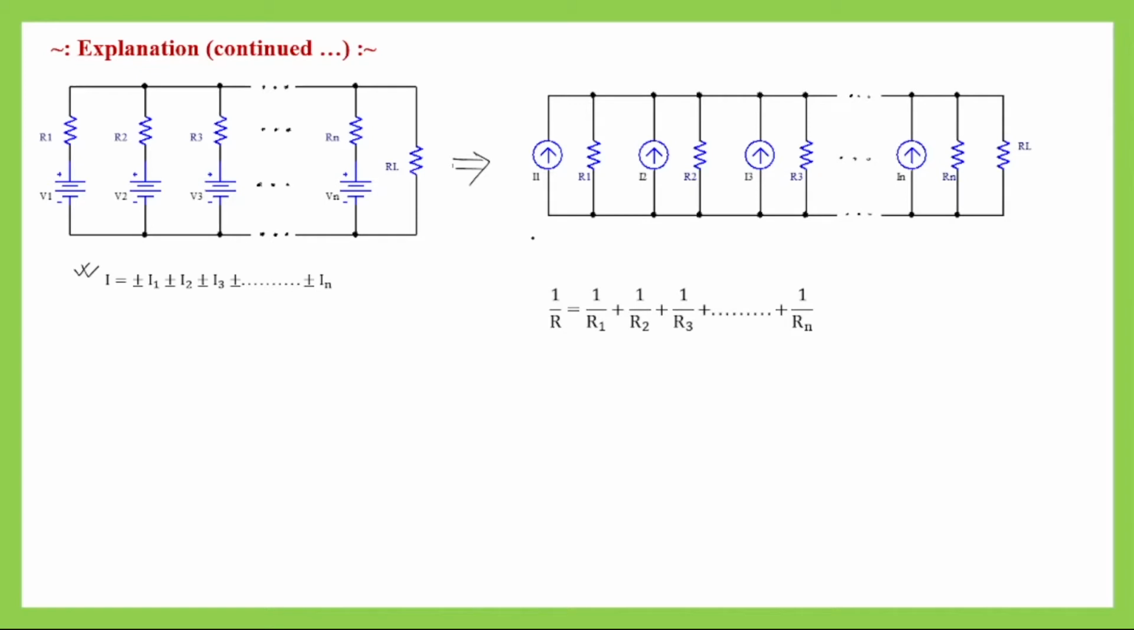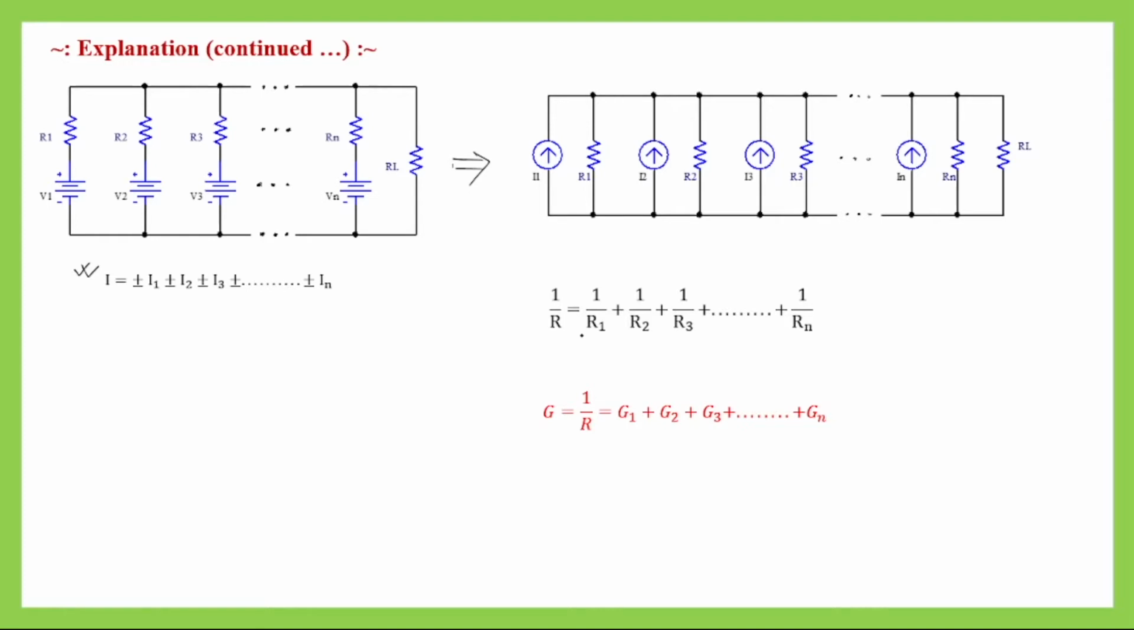Next we will find out the equivalent resistance of that parallel path. Since from R1 to Rn all the resistances are connected in parallel, we can apply the formula to get the equivalent resistance of a parallel path. If the equivalent resistance is R, then 1 by R will be equal to the summation of the reciprocals of all the resistance values. So 1 by R will be equal to 1 by R1 plus 1 by R2 and so on till 1 by Rn.